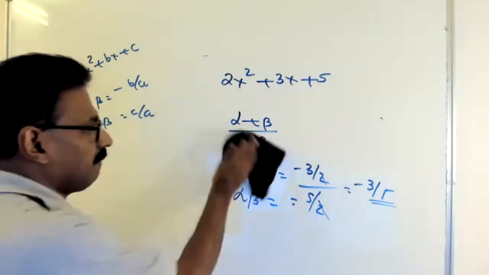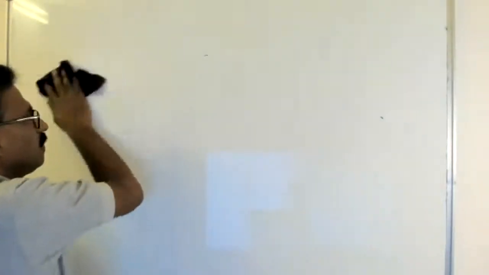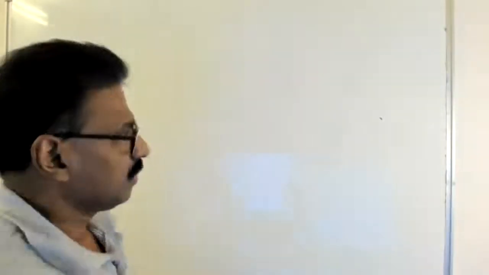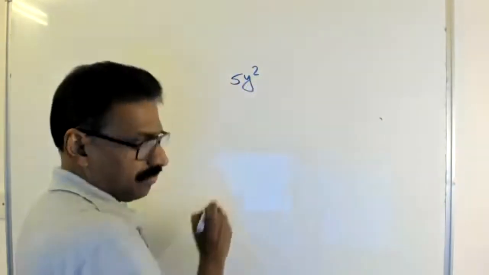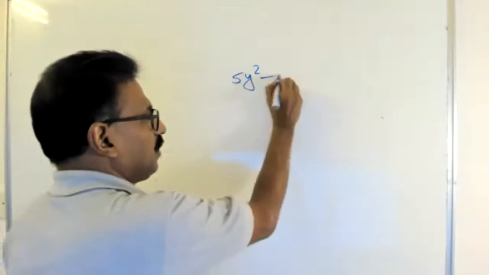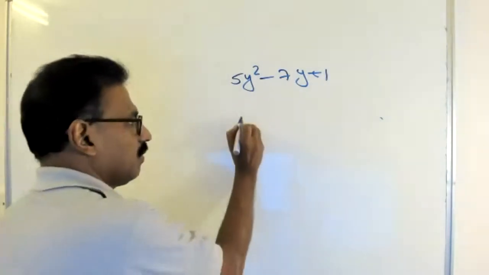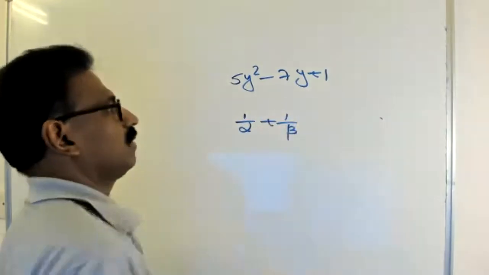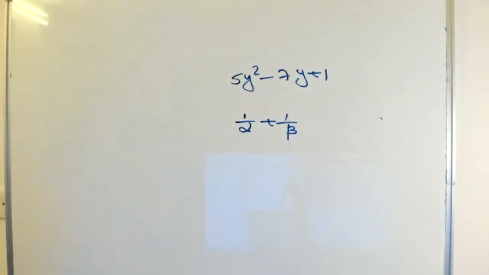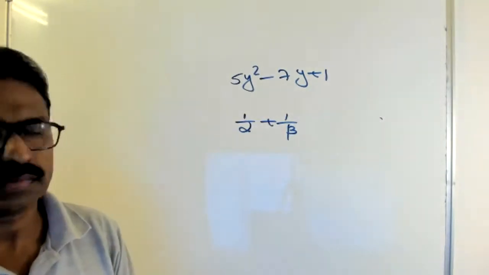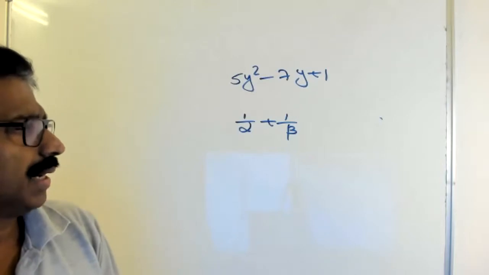Okay. Next question, right? Same question as before. Alpha, beta are the zeros of the polynomial 5y square minus 7y plus 1. Find 1 by alpha plus 1 by beta. 1 divided by alpha plus 1 divided by beta. Okay, try.